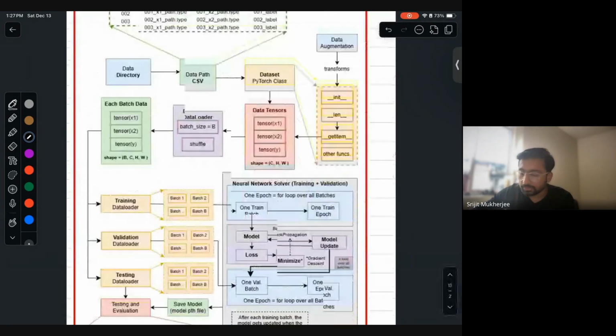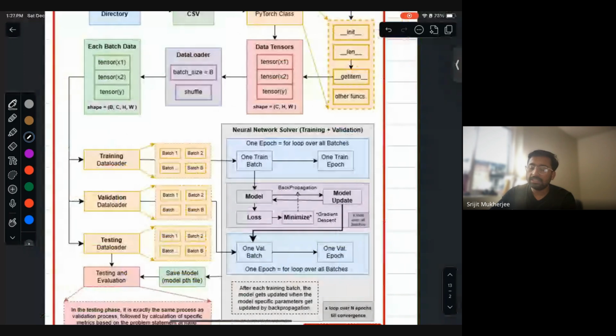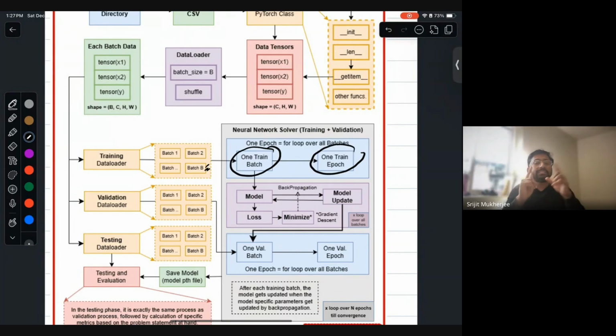We will talk about this later, but every training data is divided into B batches, and for each batch, the training happens. Each epoch is nothing but training over the entire data set, but we cannot do it with the entire data set at once. So the entire data set is divided into B batches of sub data sets, and on each of those B batches, the model is updated. When all the batches are done, one training epoch is complete.